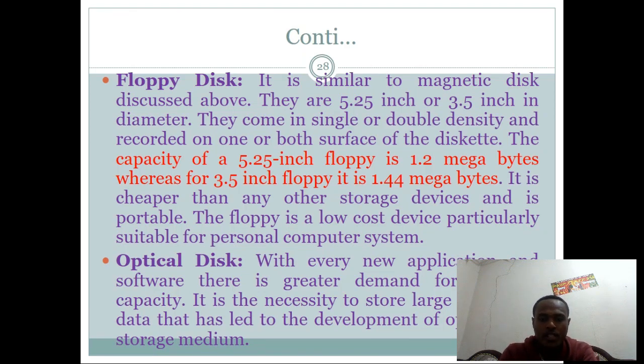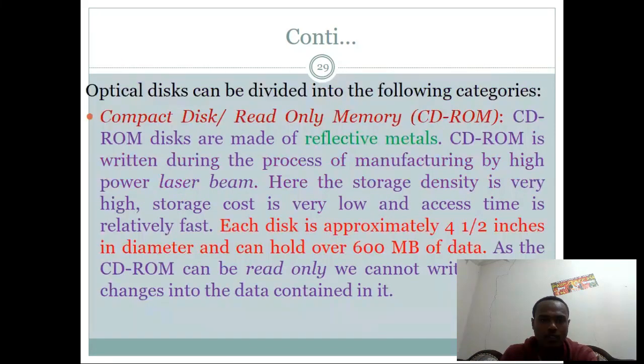Optical disk. With every new application in software, there is a greater demand for memory capacity. It is the necessity to store large volumes of data that has led to the development of optical disk storage media. Optical disks can be divided into the following categories: compact disk read-only memory, or CD-ROM. CD-ROM disks are made of reflective metals. CD-ROM is written during the process of manufacturing by a high-power laser beam. Here, the storage density is very high, storage cost is very low, and access time is fast.